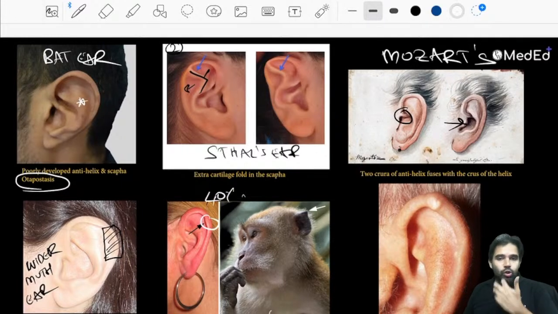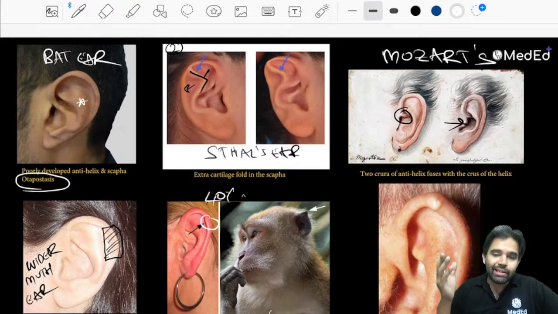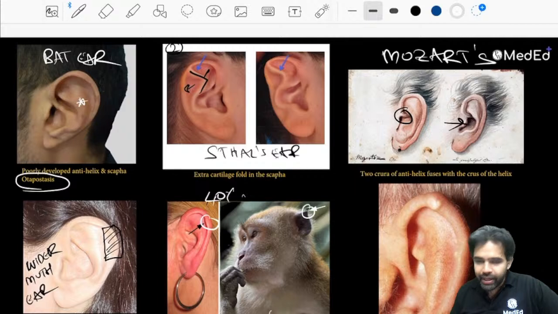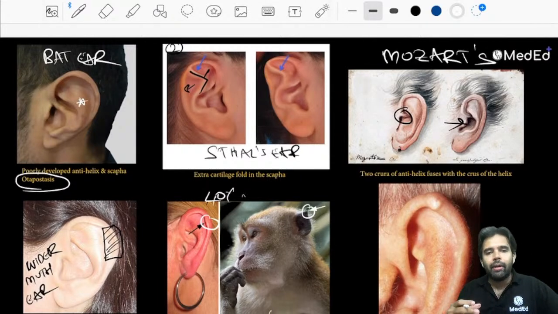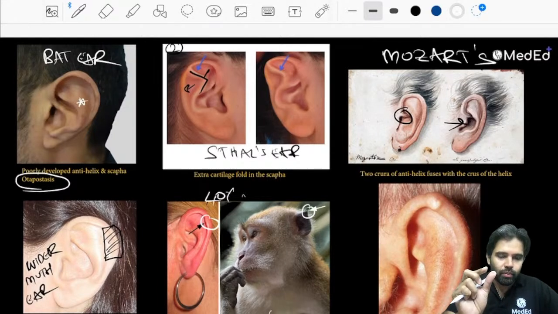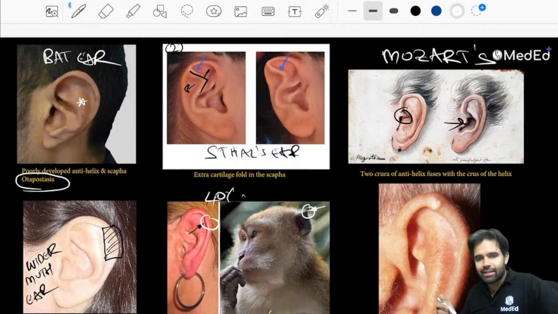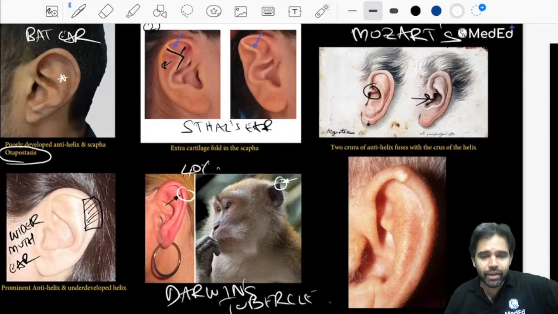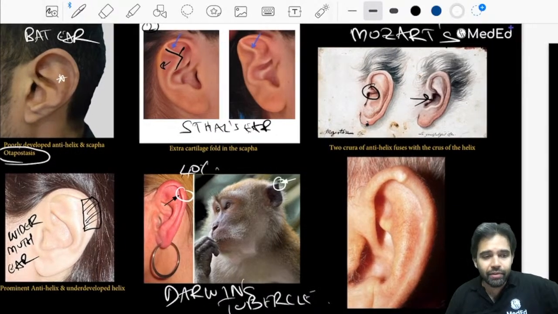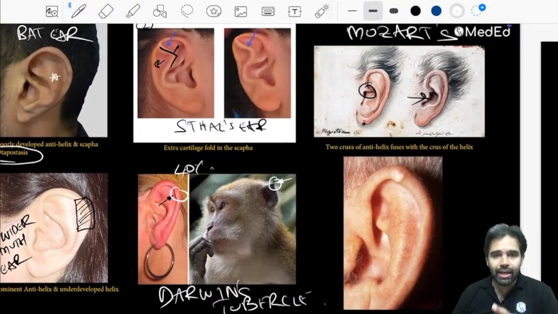Okay, this Darwin's tubercle is believed to be a sign or a memory that we have evolved from primates, because you see these monkeys, they have this little bit of a pointed thing like this. This has been debunked. Scientifically there is now no proof or evidence that this is really a sign of that, but because it is a small broadening in that area of the helix, Darwin's tubercle is asked sometimes in the exam, and it is especially given as a differential diagnosis to the next image.